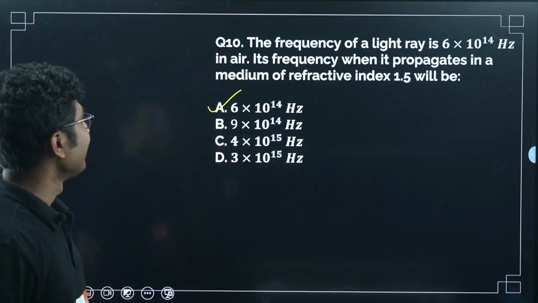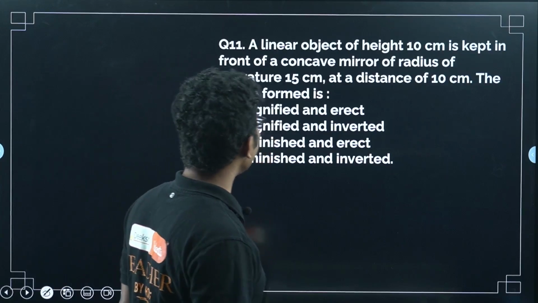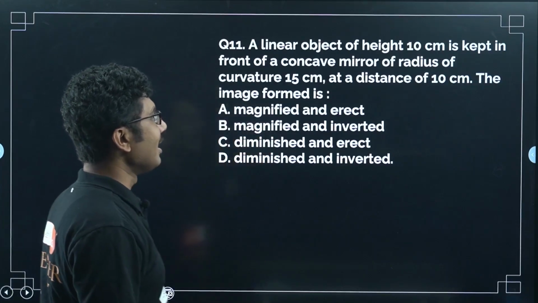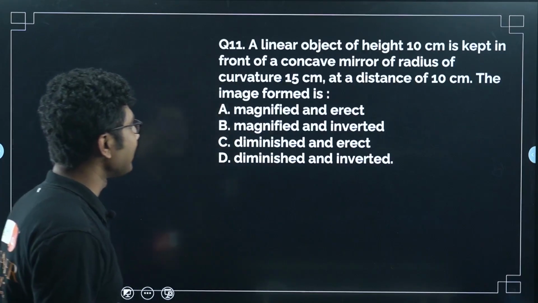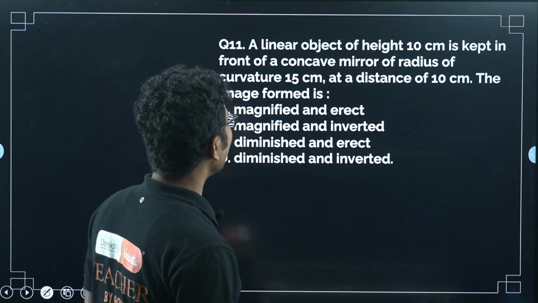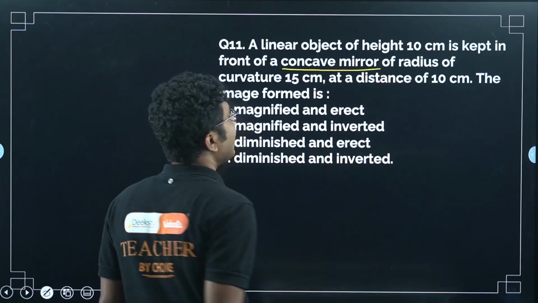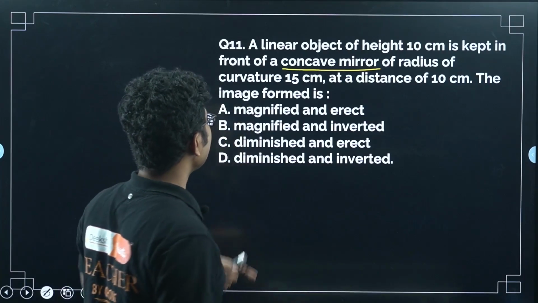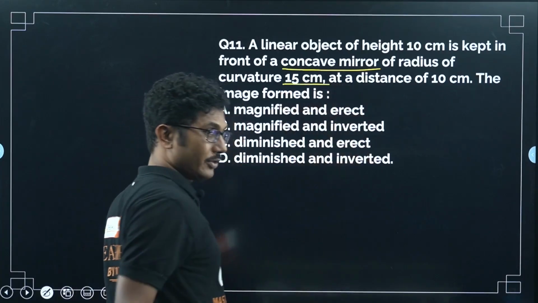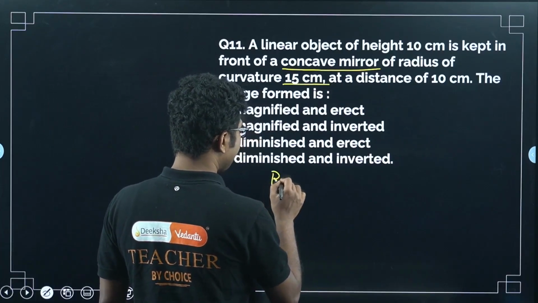Simple question. A linear object of height 10 centimeter is kept in front of a concave mirror of radius of curvature 15 centimeter. At a distance of 10 centimeter, the image formed is? So what type of mirror have they used? They have used a concave mirror. Now the radius of curvature is 15 centimeter, R is 15 centimeter.